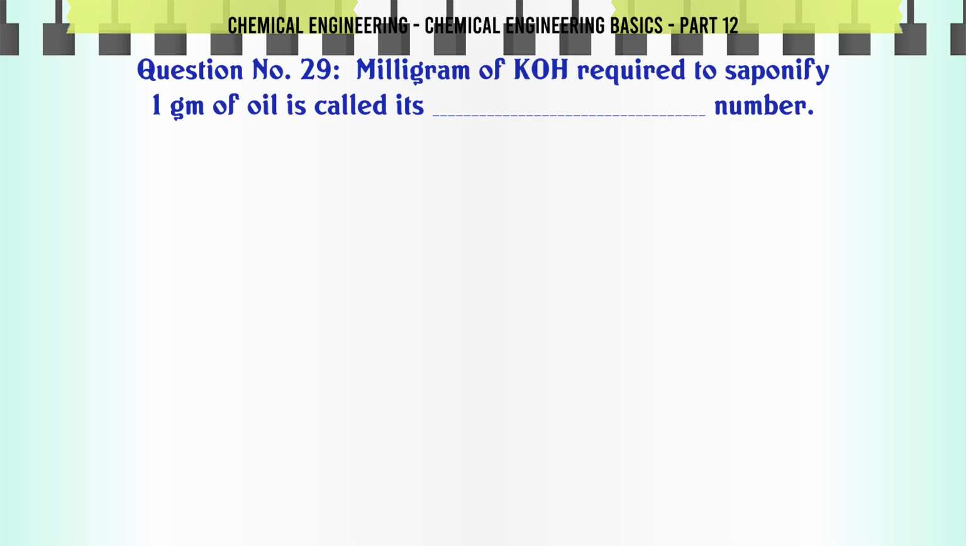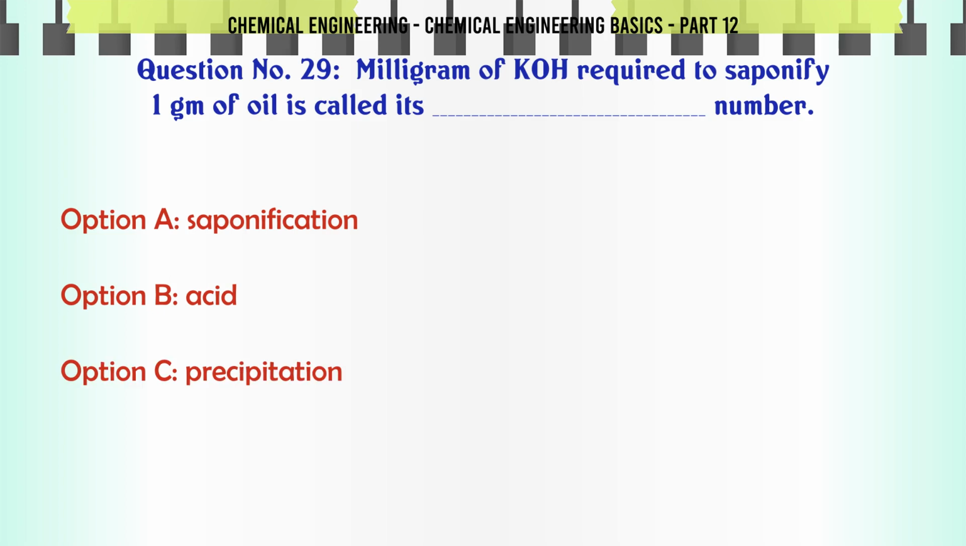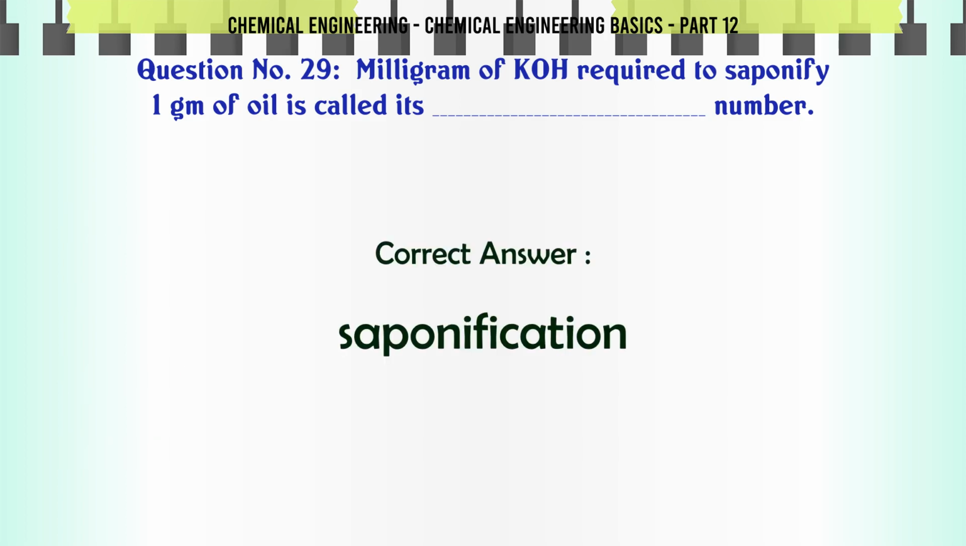Milligram of KOH required to saponify 1 gram of oil is called its number. A. Saponification. B. Acid. C. Precipitation. D. Emulsion. The correct answer is saponification.